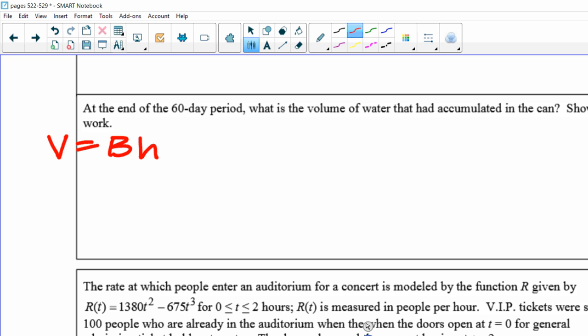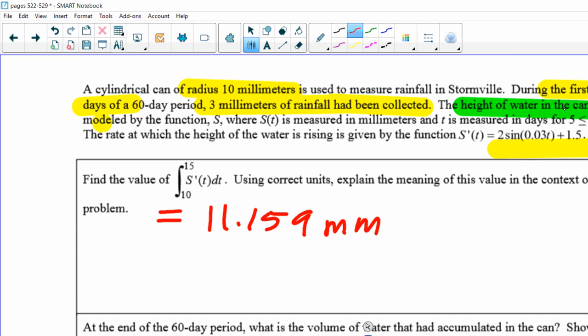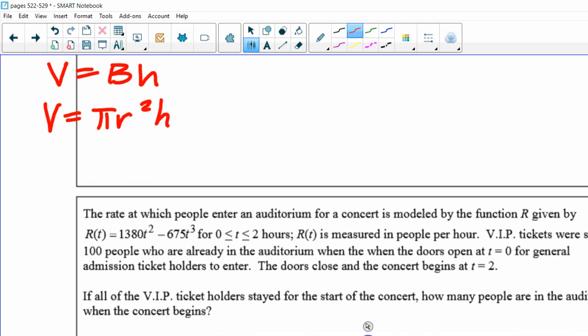What is the base of a cylinder? A circle, so the area of a circle is pi r squared. So the volume of this thing is pi r squared times the height. That's exactly right. I know the radius of this can, 10 millimeters. What I don't know is the height. So I know I've got pi times 10 squared times whatever this height is.